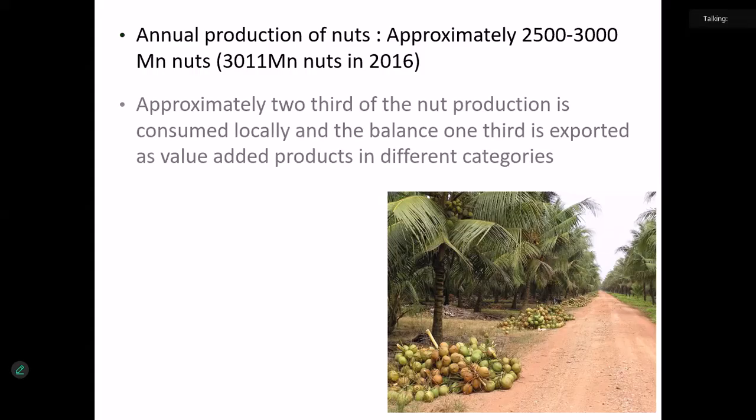Then there's a problem. Now I am going to give the answer. Why does coconut have a very low contribution to our national production? You know, we consume coconut in two ways.